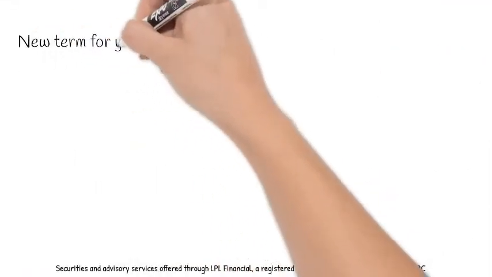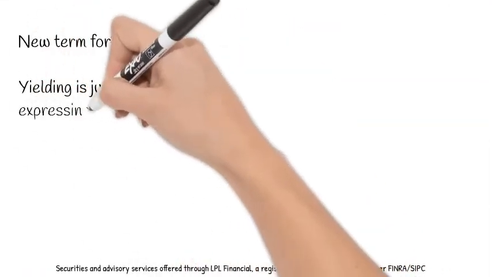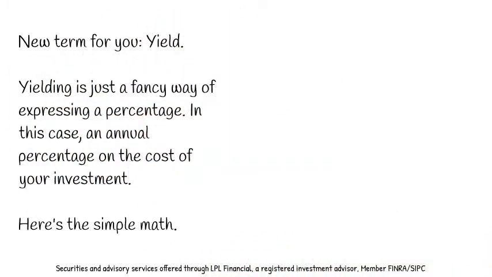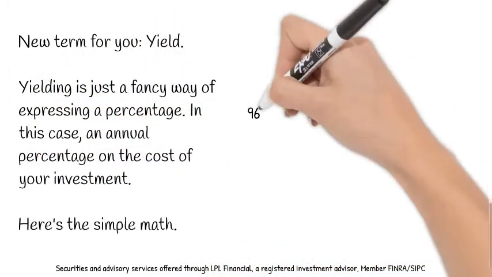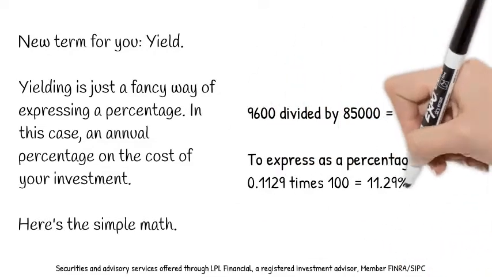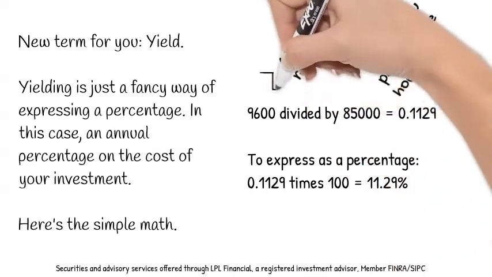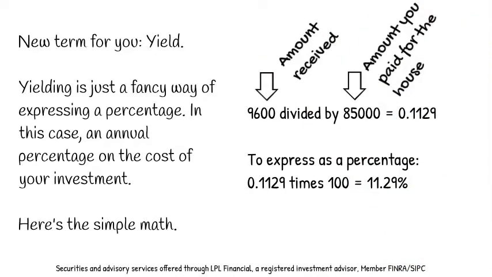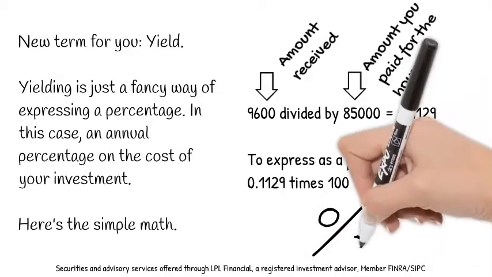Oh boy, I just threw another term at you and used the percentage sign. What do I mean by yielding? The yield is usually expressed as an annual percentage rate based on the cost of the investment. In the example above, you received $9,600 of income over the year and had paid $85,000 for the house. Calculate the percentage as it relates to the cost by dividing the income, $9,600, by the cost, $85,000, then multiply by 100 to express the number as a percentage. Simple interest. Pretty simple, right?